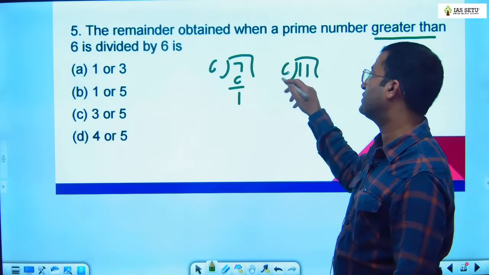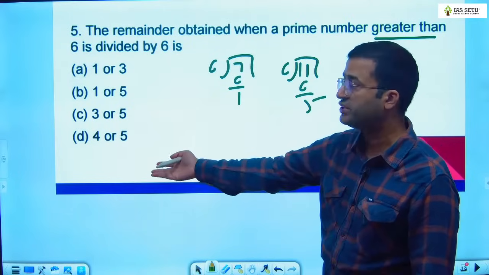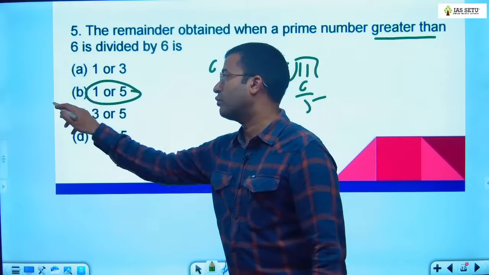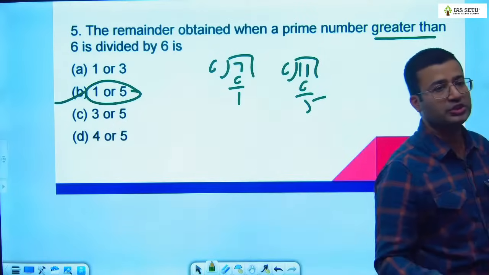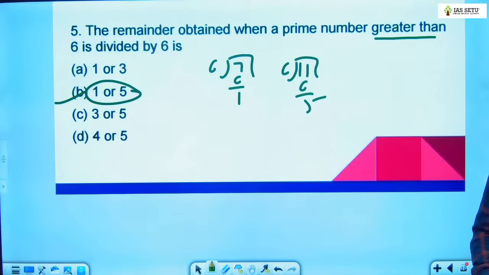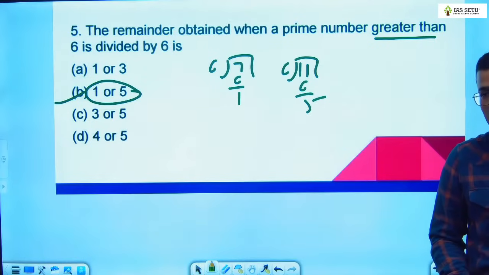11 divided by 6. What is your remainder? 5. Check from the answer options: 1 or 5. The best answer, कुछ और चेक करने की जरूरत ही नहीं. 1 or 5 is getting fit. Your answer is 1 or 5.